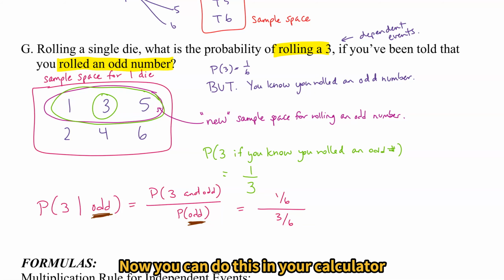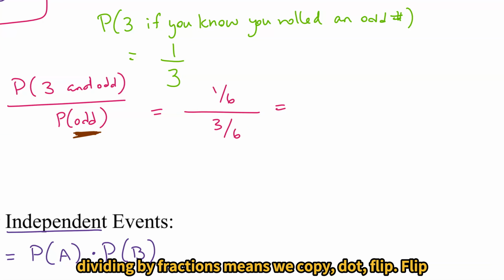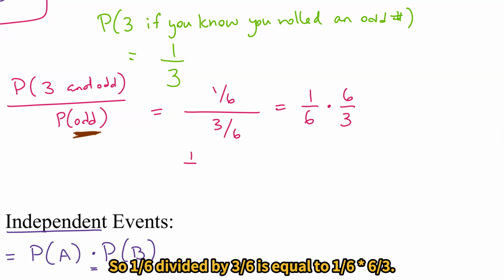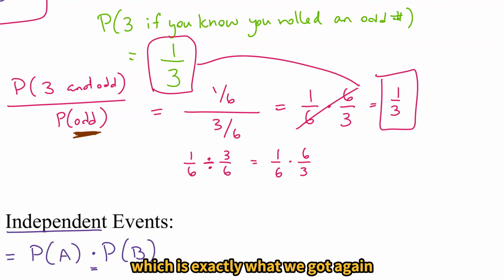Now you can do this in your calculator, or, zooming in on this one for a moment, dividing by fractions means we copy, dot, flip the second one. We're multiplying by the reciprocal. So 1/6 divided by 3/6 is equal to 1/6 times 6/3. And if we do that, the 6's will cancel out, and we're left with 1/3, which is exactly what we got, again, when we reasoned it out.